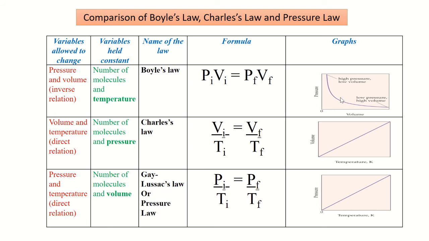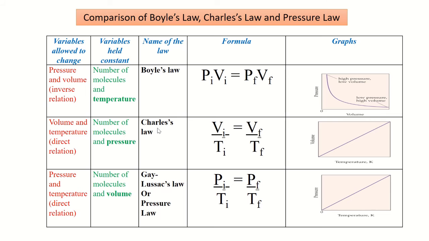The formula for Boyle's law is Pi multiplied by Vi equal to Pf multiplied by Vf. And there is a standard graph between the pressure and the volume. This is also known as the PV graph, or the Boyle's law graph. This is the shape of the graph. When the volume is increasing, the pressure is decreasing. So this is a decreasing graph. If one parameter is increasing, the other parameter will decrease. So this information is about Boyle's law.